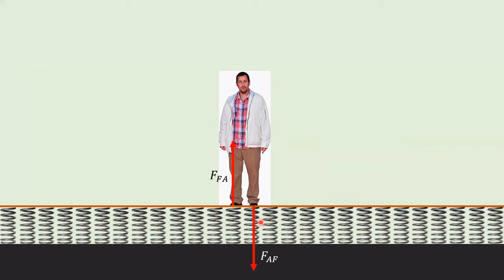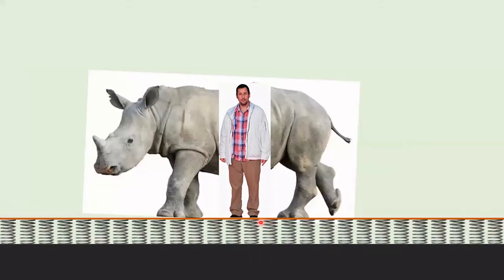Adam and the floor are interacting via this action-reaction pair. Now, again, this is not something you notice. You'll notice it if you stand on a trampoline. That one's obvious. Or a mattress. But when you stand on tile, laminate, wood floor, you don't notice the compression. Do you think if you could somehow stand in the same spot as a rhinoceros?